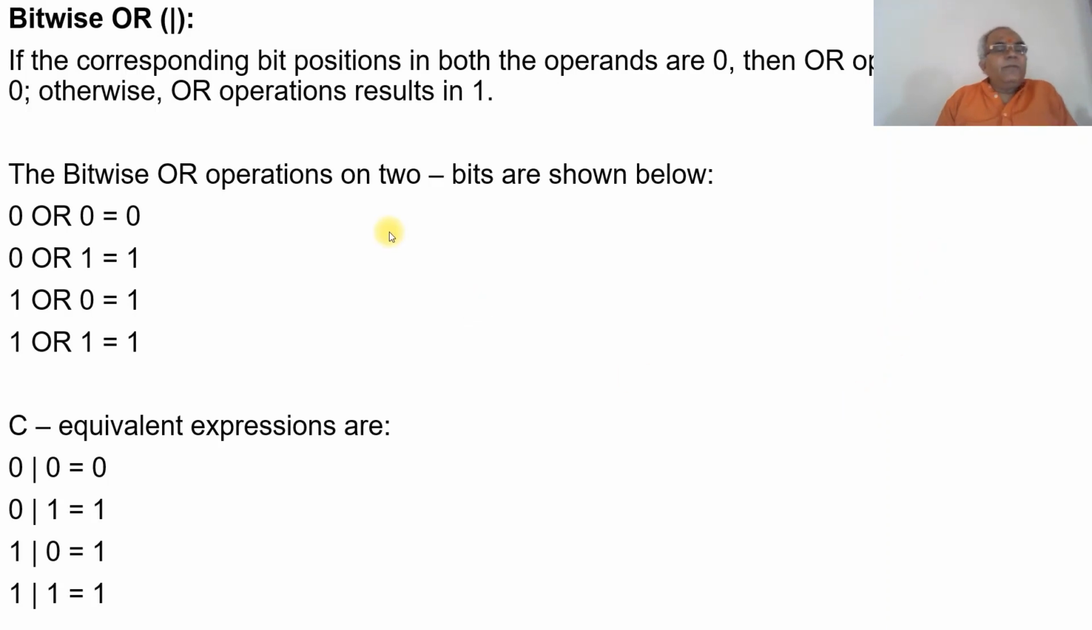Now in this video, we will discuss the bitwise OR, which is a vertical bar. If the corresponding bit positions in both the operands are 0, then the OR operation results in 0. Otherwise, the OR operation results in 1. So what does it mean? The bitwise OR operations on 2 bits are shown below.